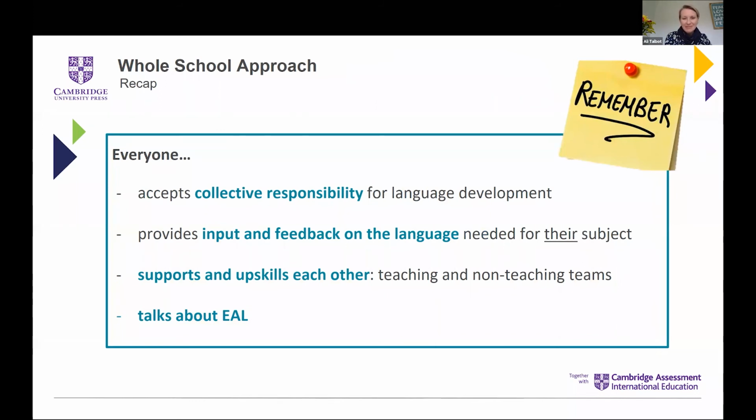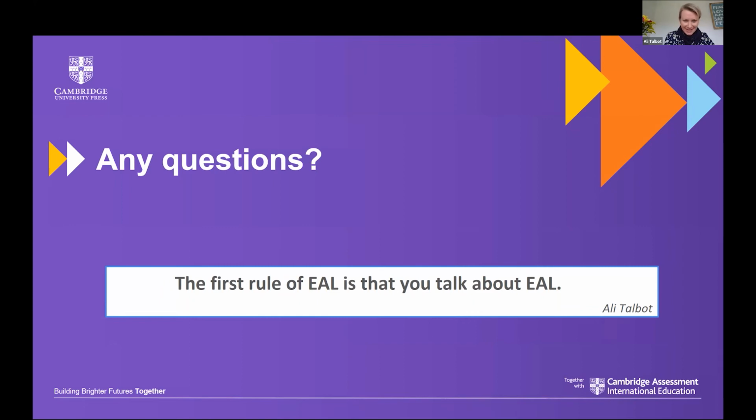You are a team. You provide input and feedback on the language for your subjects. You're upskilling and supporting each other. Teachers, and we haven't talked about non-teachers today, but they are also part of that equation. And everyone talks about EAL. And that's it from me. Hopefully there'll be some questions.